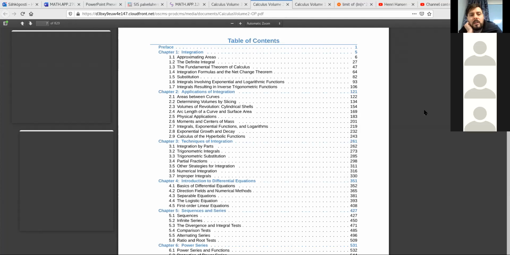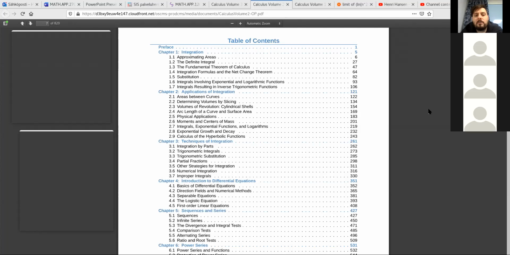Numerical integration, we kind of skipped. Improper integrals, meaning integrals that go to infinity. We did use those a little bit, but we didn't talk about that that much. So yeah, that's not going to be asked in the exam.